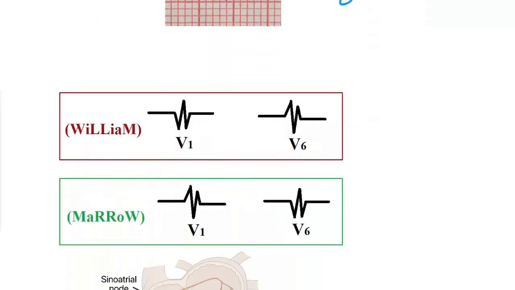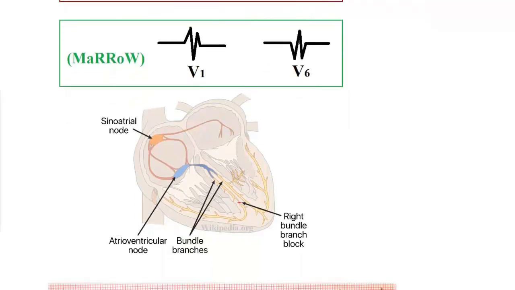Next, we have the bundle branch blocks. So let me show you in this image how the bundle branch block works. So here we have the right bundle branch, and on the left side we have the left bundle branch. So in this example, there is a right bundle branch block, as a consequence of which the depolarization will first start in the left ventricle, but not the right ventricle.